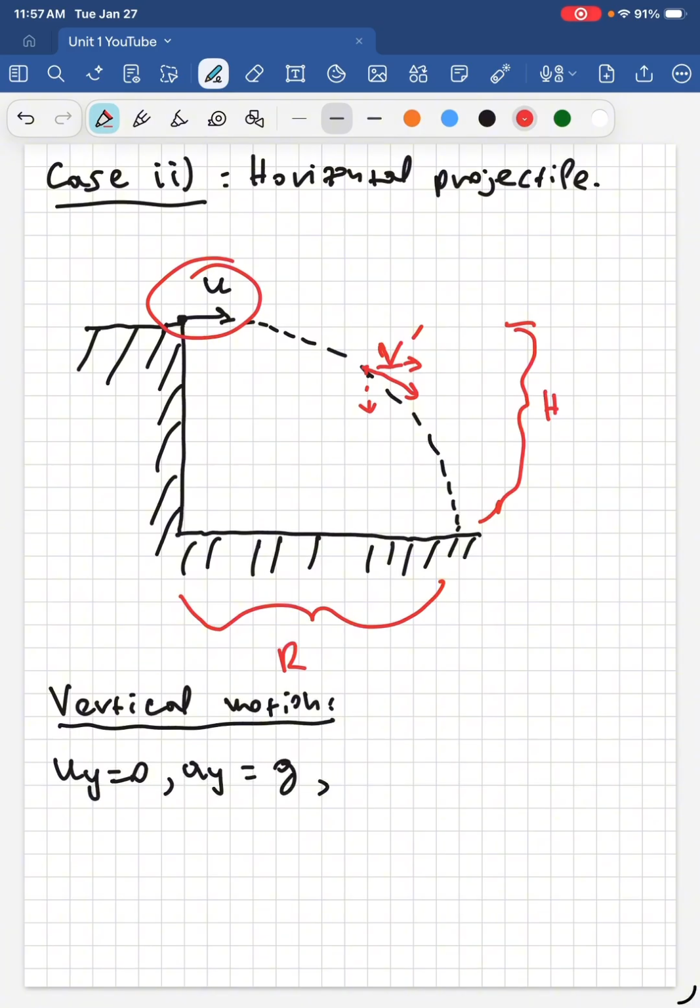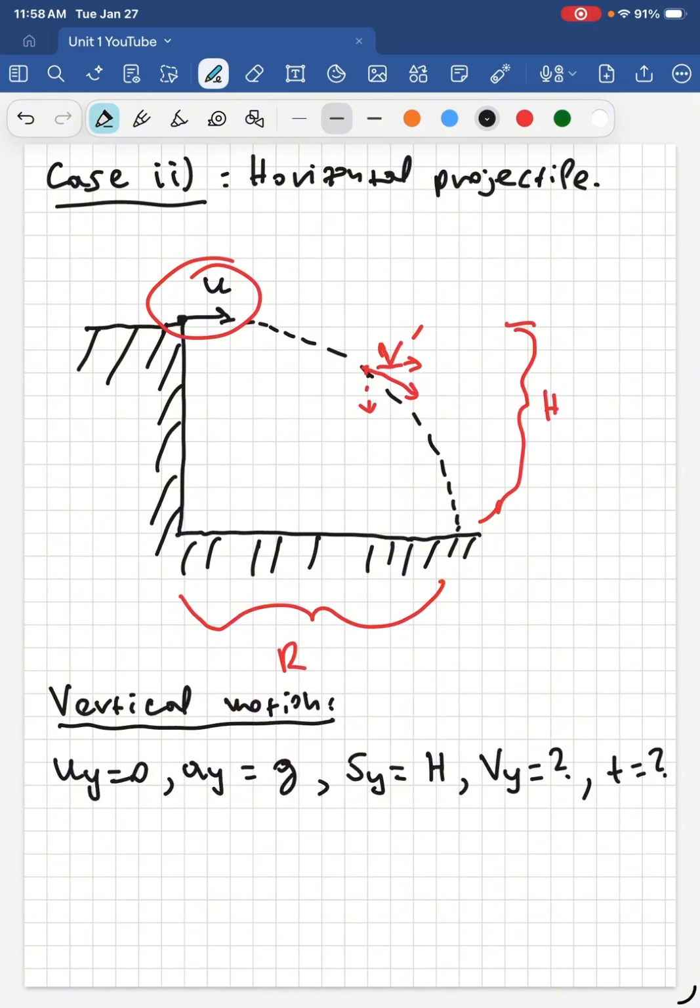Therefore, because the vertical component of the velocity points down in the same direction as g, we use ay equals g, okay? And the displacement in the y direction is h. So what are the quantities we don't know about this motion? We don't know the final velocity in the y direction, and we don't know the time needed, okay? So are there any ways to figure this out?